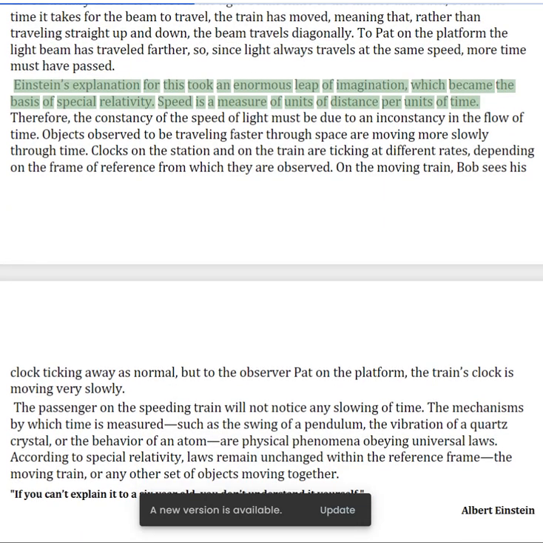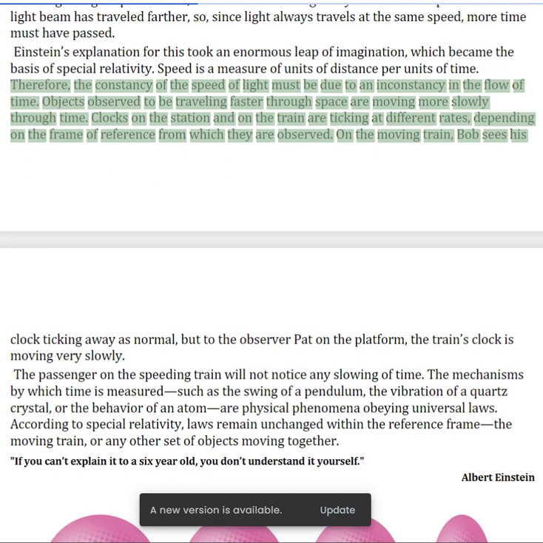Einstein's explanation for this took an enormous leap of imagination, which became the basis of special relativity. Speed is a measure of units of distance per units of time. Therefore, the constancy of the speed of light must be due to an inconstancy in the flow of time. Objects observed to be traveling faster through space are moving more slowly through time.